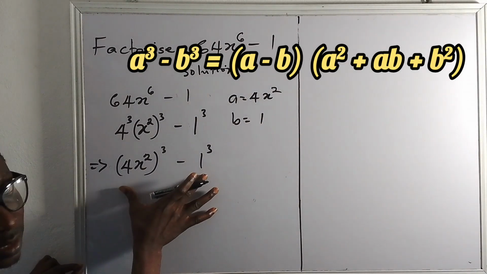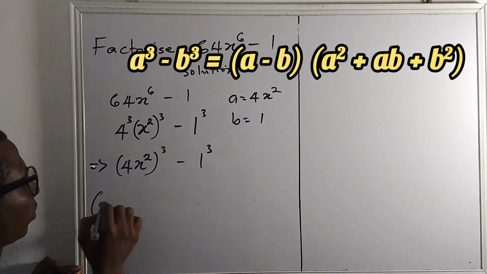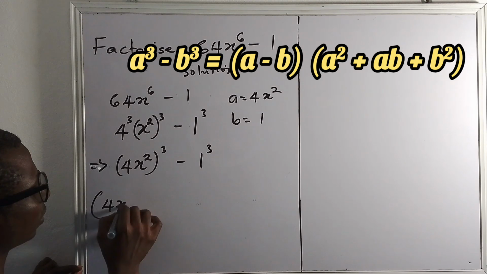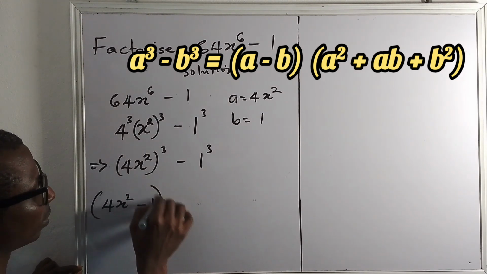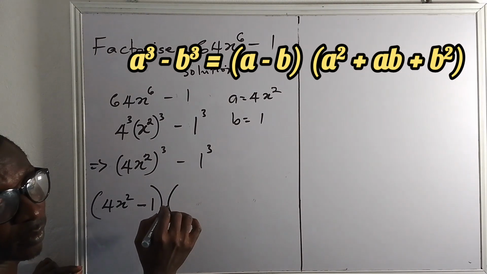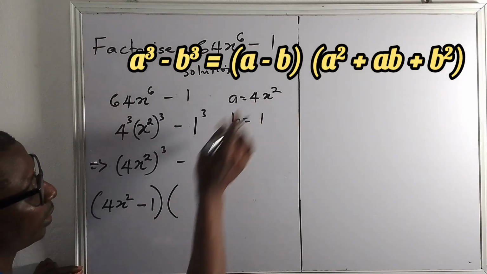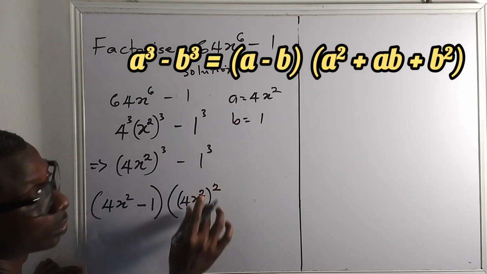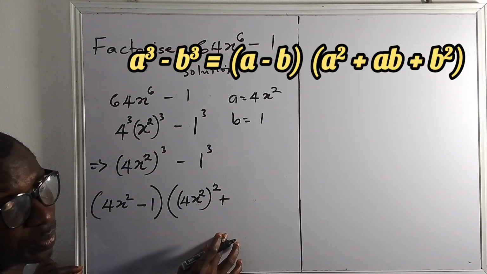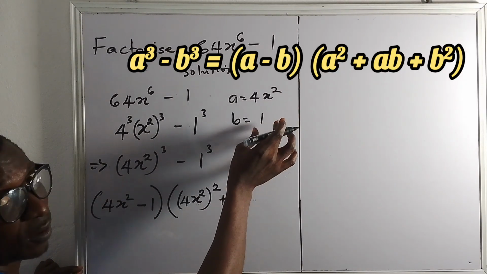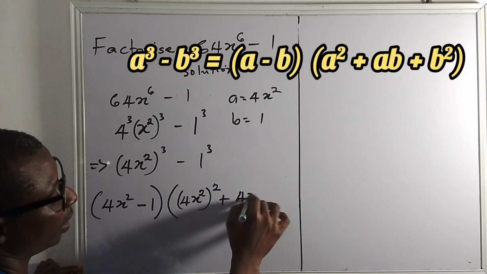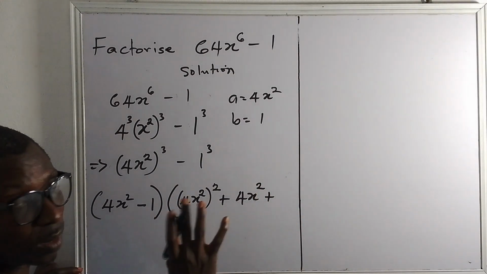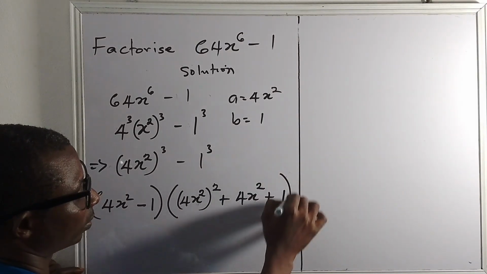So now this expression turns to a minus b. That's going to be 4x raised to the power of 2 minus 1, times a squared. Now you are squaring this, so that's 4x raised to the power of 2, raised to the power of 2, plus ab, so this times this, that's 4x squared, 4x squared. Now plus b squared, that is 1 squared, so you have 1.